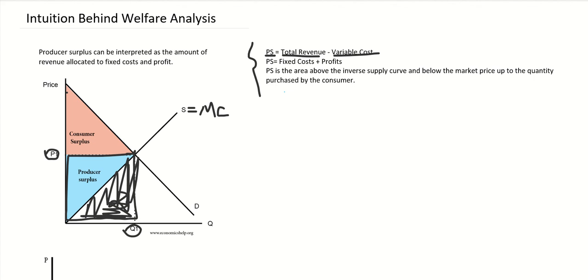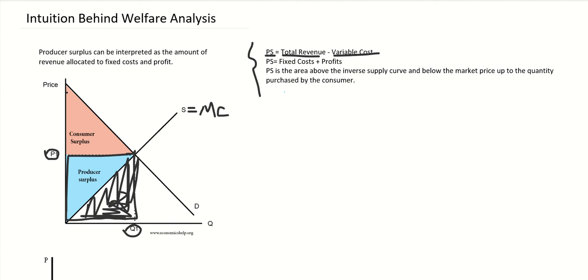So if we subtract the whole rectangle by this little triangle, we can get the producer surplus, which is represented by total revenue minus variable costs. So, what does that mean?